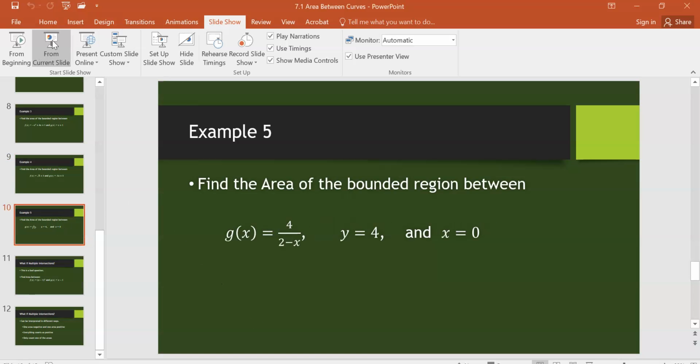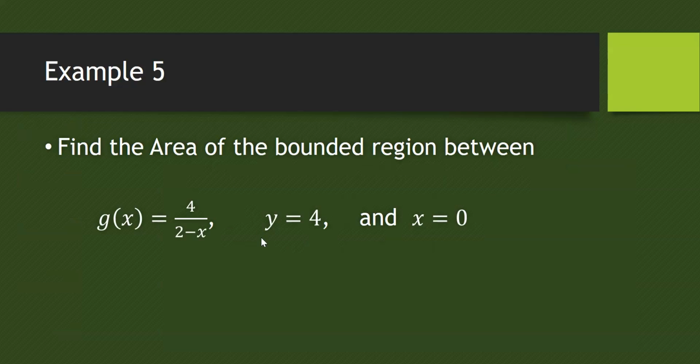Now, I would like you to try example 5 on your own. In this case, we have 3 curves that we're dealing with. All right, so here it is. y equals, or g of x equals 4 over 2 minus x, y equals 4, and x equals 0.